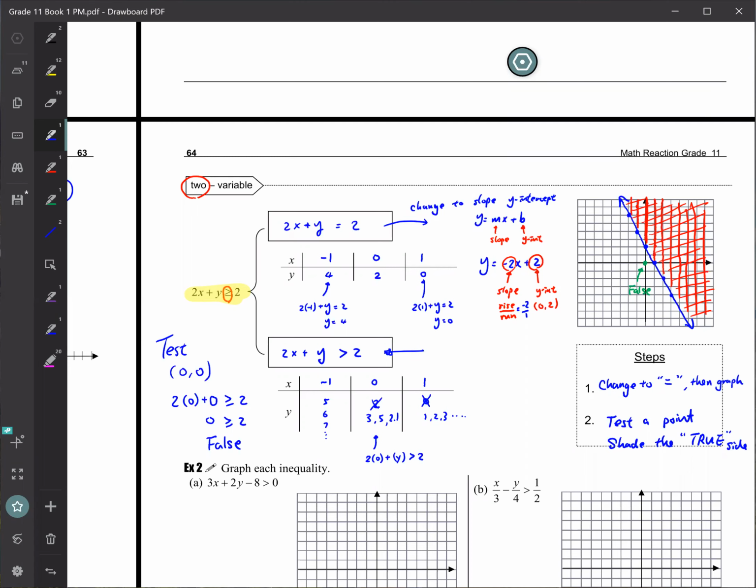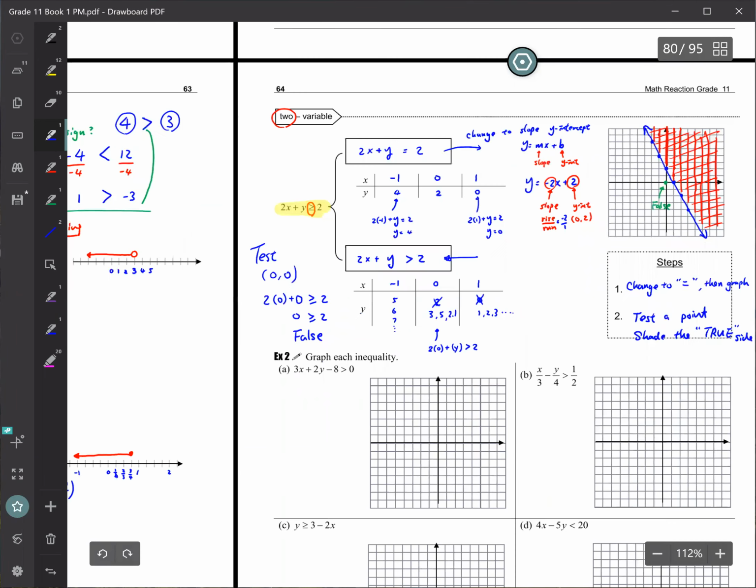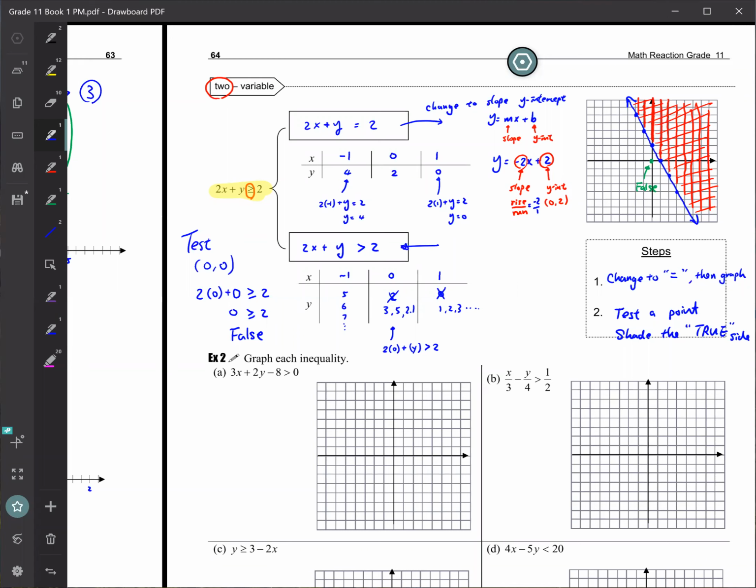Brandon, Harry, Marcus, do you still have questions? How to do the shading? No. Yeah. How about Brandon? Brandon, do you get it? Yeah, I'm just writing stuff down. Okay, all right. So I'll let you copy this down. We'll try one more together, okay? To make sure you can do the rest.